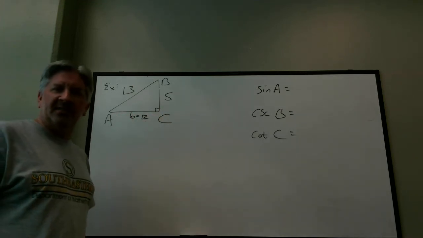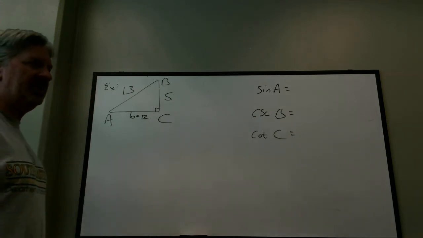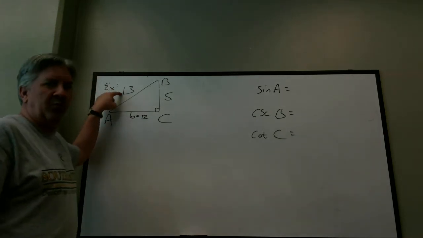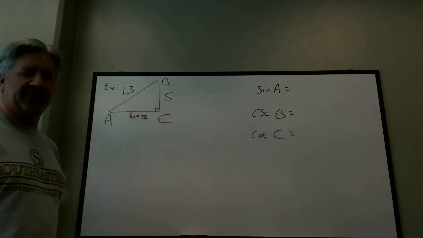Could it be the 30, 60, 90? Think about the ratios. Remember, in the 30, 60, 90 triangle, the hypotenuse is double the short side. And 13 is not double 5. So this isn't the 30, 60, 90 either.